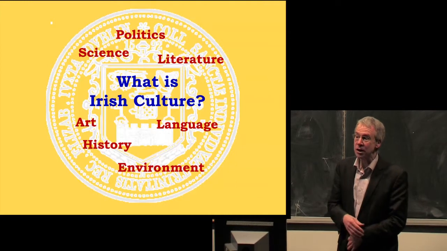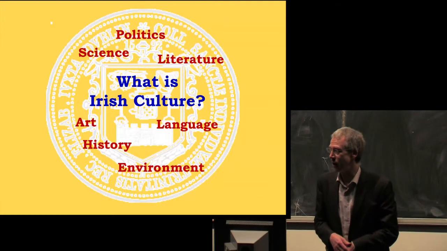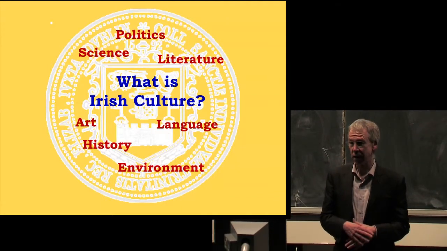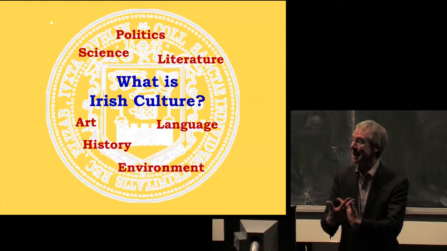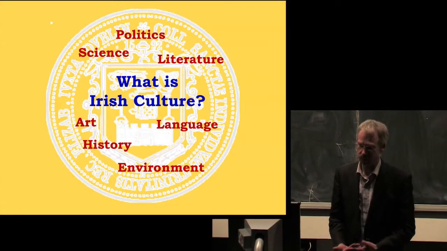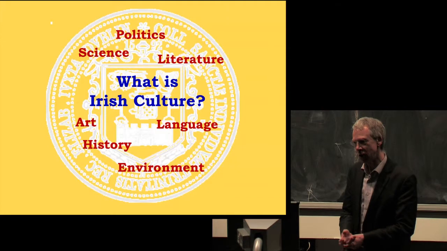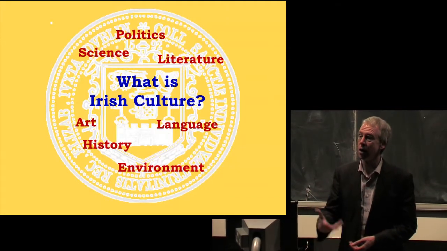We call the interdisciplinary course Imagining Ireland, and this is drawn from the work of a literary scholar, Benedict Anderson, who talked about the fact that national identities don't simply exist, that they have to be imagined, and they have to be imagined by communities of people. So what we're going to look at is the various ways in which what it is to be Irish has been imagined over time.